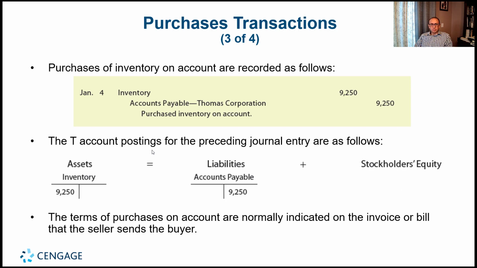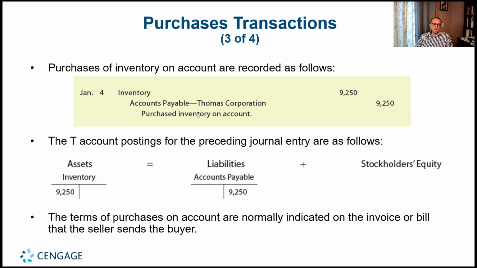Let's see another transaction. Purchase of inventory on account. The only difference here is that instead of paying in cash, we bought on account. So we do the same thing: debit inventory because we acquired new inventory, it's an asset, and then we credit accounts payable, which is a promise to pay our supplier, Thomas Corporation, in the future. Usually we have to pay them within 30, 60, or in some cases 90 days, but 30 days and 60 days are the most common. And you see here, again, inventory is debited and accounts payable is credited.